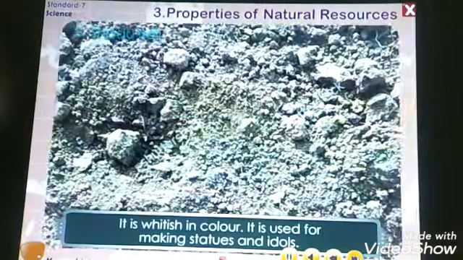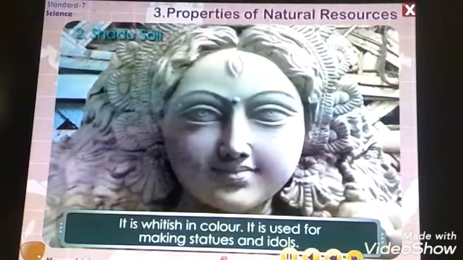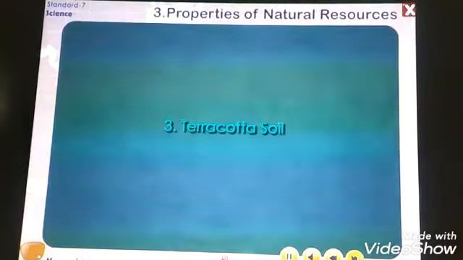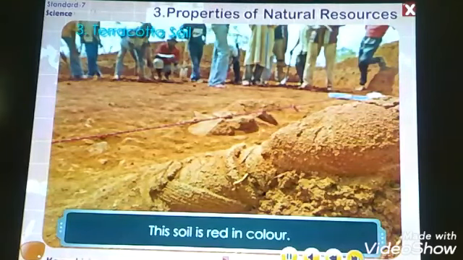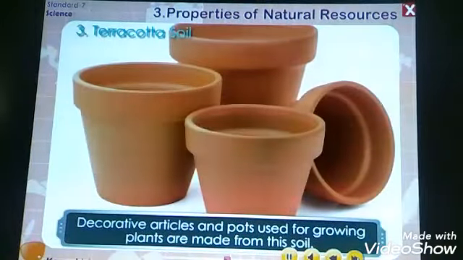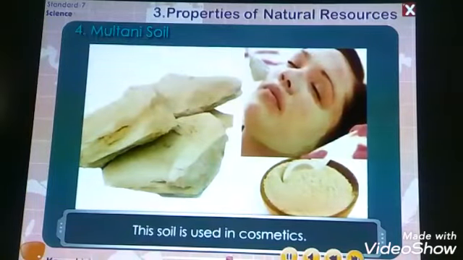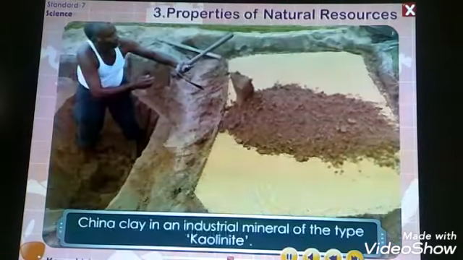Shadoo soil. It is whitish in color. It is used for making statues or idols. Terracotta soil. This soil is red in color. Decorative articles and pots are made using this soil. Plants are also grown in this soil. Multani soil. This soil is used in cosmetics.